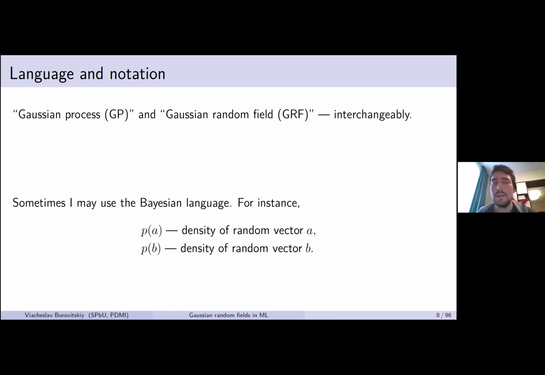Next thing is this Bayesian language. So sometimes I may use the Bayesian language. It's some notation and naming conventions that are used by Bayesian statisticians and that are very widely spread in the machine learning community.